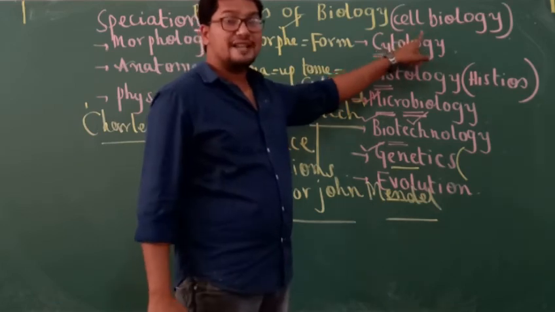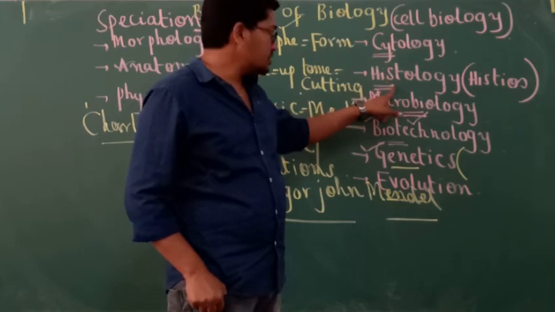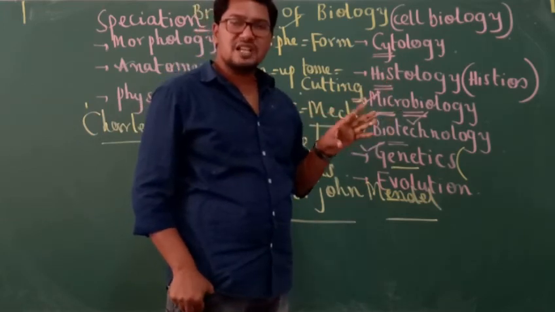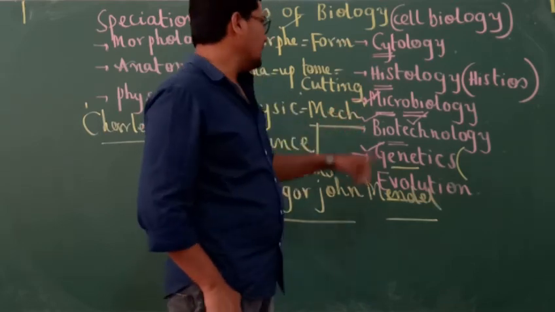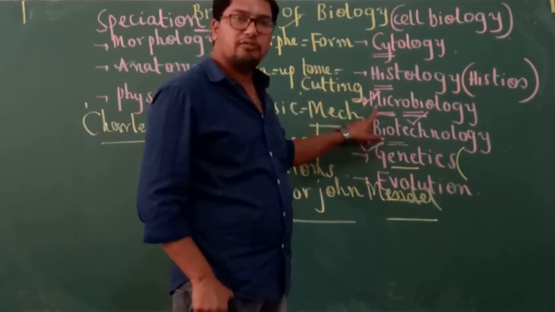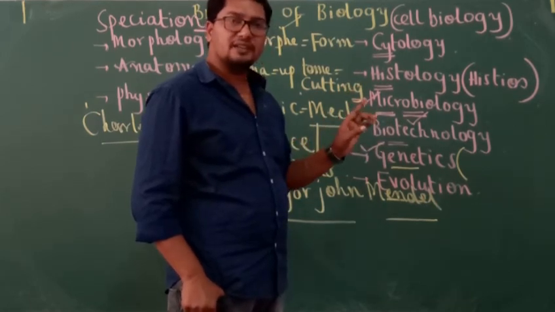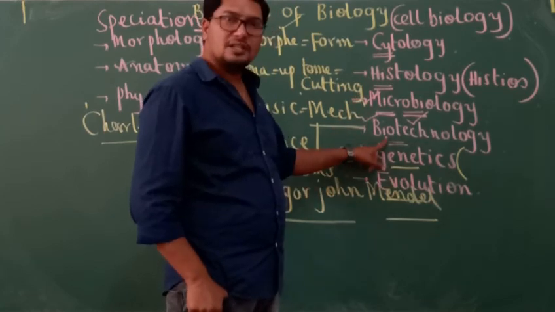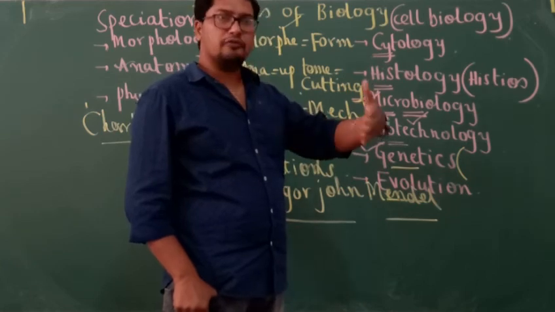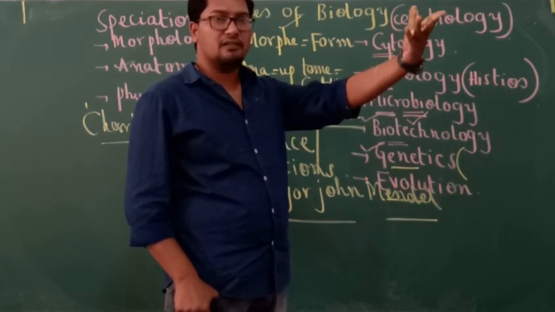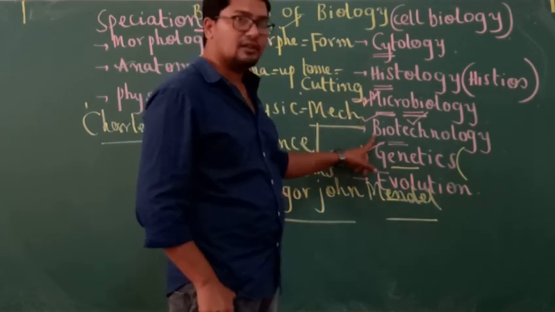Cytology is the study of the cell as a structural and functional unit of life. Histology is the study of tissues. What is a tissue? A group of cells having common origin, performing the same or related function. And microbiology is the study of microbes. What are microbes? The living organisms which cannot be seen with the naked eye. Biotechnology is an advanced branch of biology where controlled use of organisms, cells, etc. is done for the production of useful products and processes.